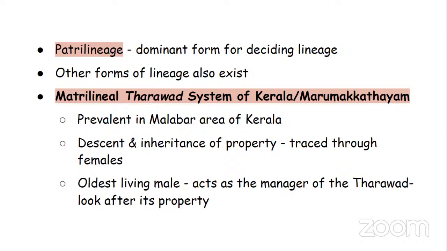So this is an important concept, a unique type of lineage system that existed in India, prevalent in the Malabar area of Kerala. Now it is changing, like all other structures of our society, and these matrilineal systems are vanishing. Most lineage has become neo-local or bi-local. Changes are happening all around, and the matrilineal Tharavadu system in Kerala has almost vanished from society.